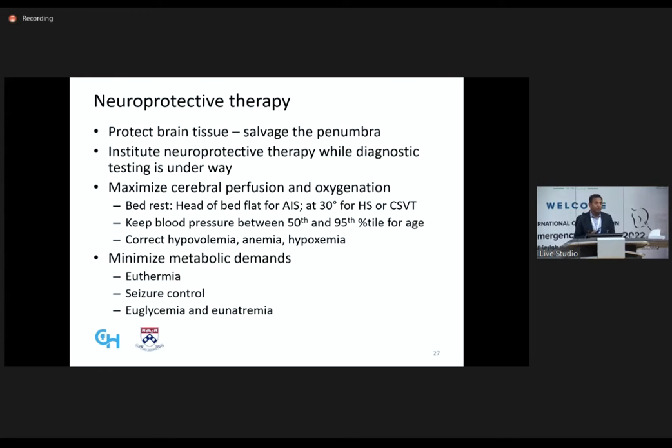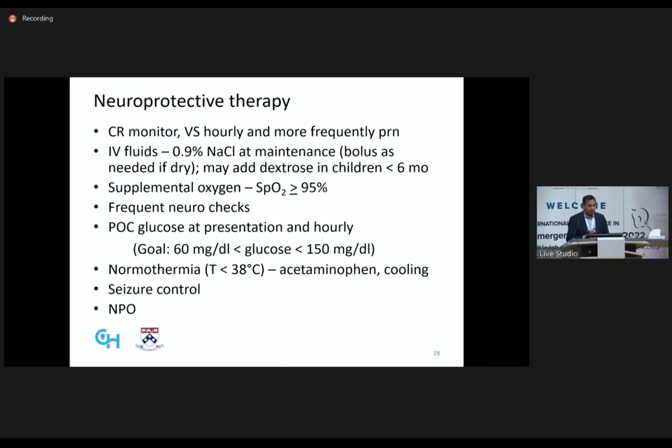Minimize metabolic demand. So if the patient has a fever, you want to bring it down. If the patient is having seizures, controlling the seizures is very important. And we know hyponatremia can sometimes cause altered mental status. Severe hyponatremia can cause seizures. Hypernatremia can also affect the brain. So it's very important to check the sodium level, and if abnormal, to try and correct it. What other things can we do to protect the brain? Keep the patient on the cardiorespiratory monitor, with hourly, frequent vital signs.